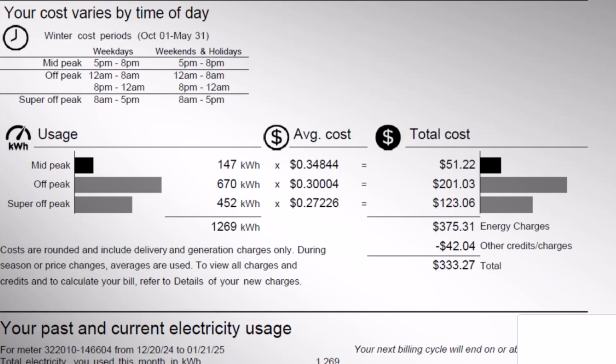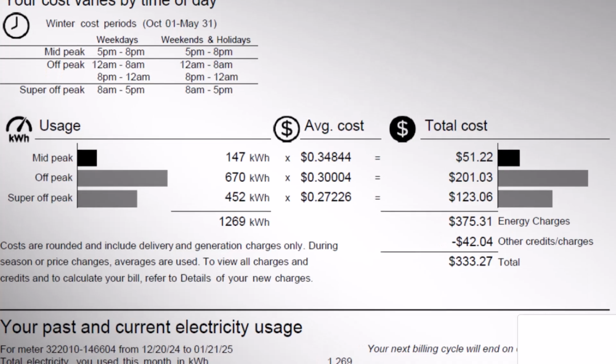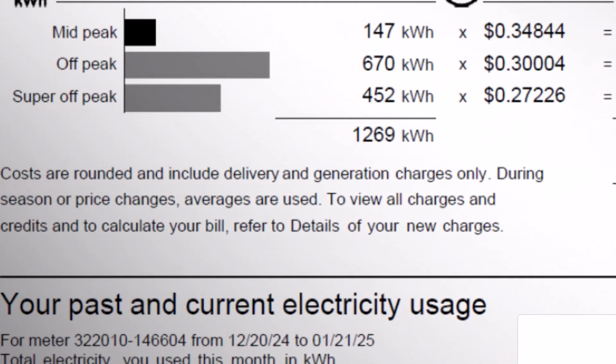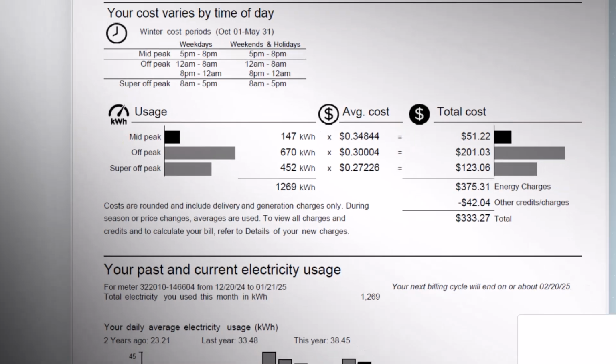And as you can see, the cost varies depending on the time of day. They have mid-peak, off-peak, and super off-peak. And each one of those time periods has a different cost per kilowatt hour. As you can see, super off-peak is the cheapest, at 27 cents per kilowatt hour. And during the mid-peak, this client is paying about 35 cents per kilowatt hour.